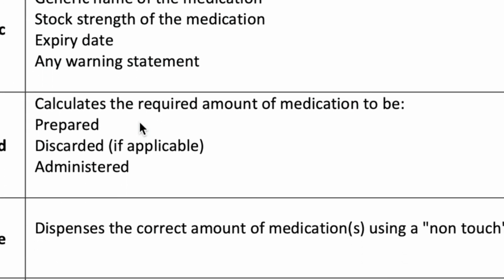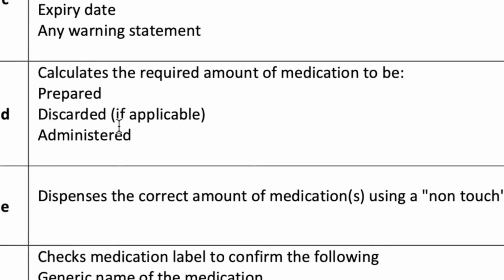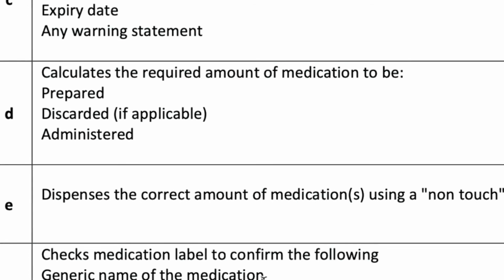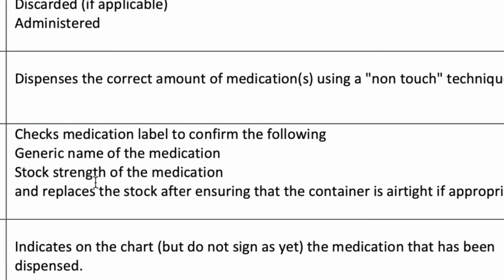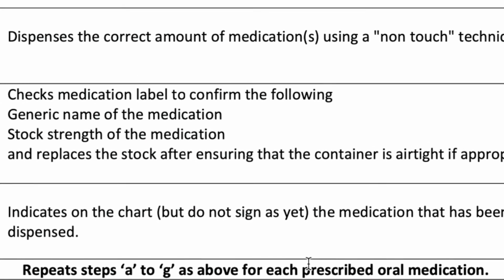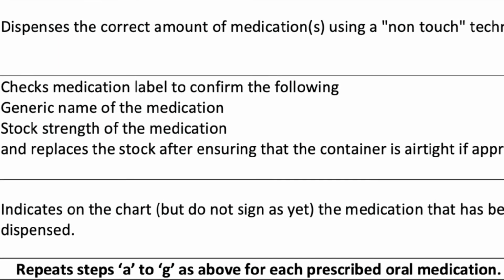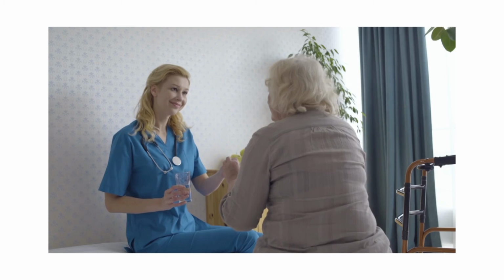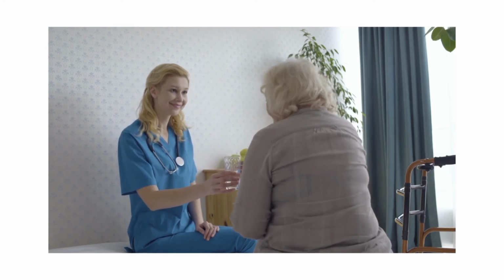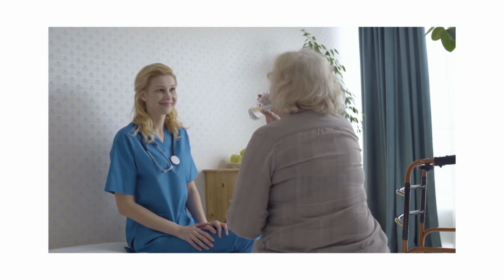After you do your check, you calculate the required amount of medication, you prepare, discard whatever is excess if applicable, dispense the correct amount of medication using a non-touch technique, and then you do the check again. You check the medication label, you confirm the generic name of the medication, the stock strength. So you basically repeat the checking process at the 3 points which we've discussed before. Those are the critical performance elements that you need to keep in mind and make sure to address when you are being assessed in your OSCE for oral medication administration.